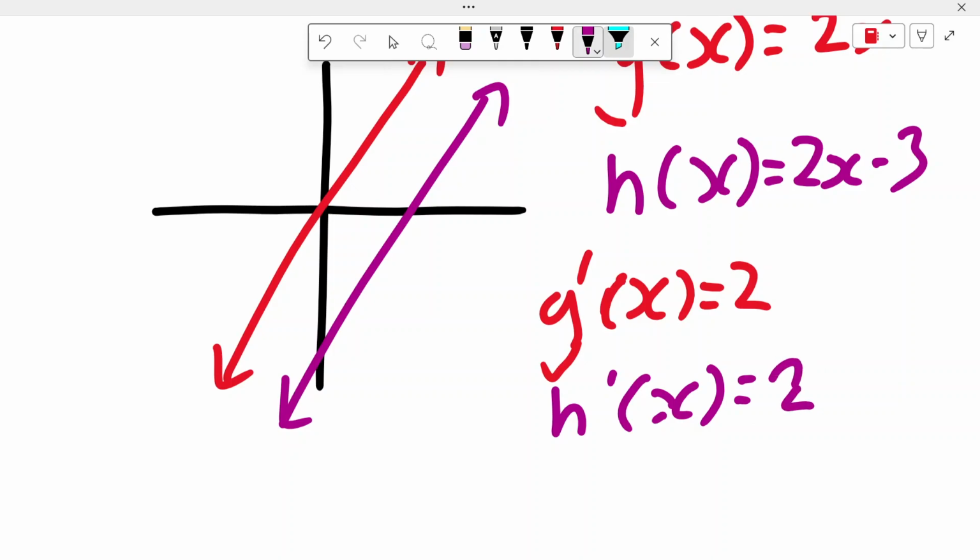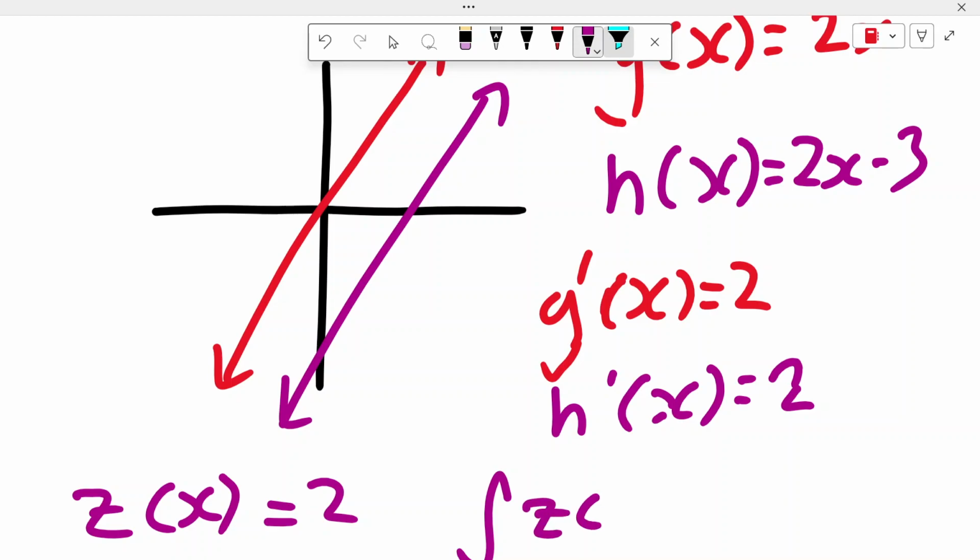So now let's say I've got this other function, z. I don't know what it is. It's just equal to 2. But I'm like, what happens if I integrate z? Well, that's equal to 2x. But we found the gradient. Both of these guys' gradient is 2.